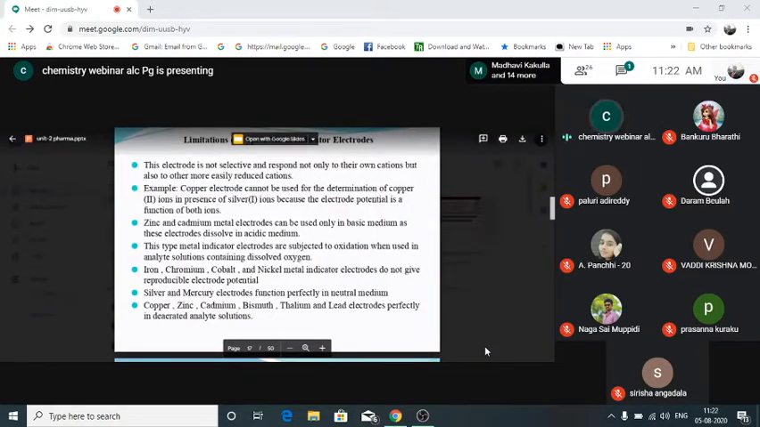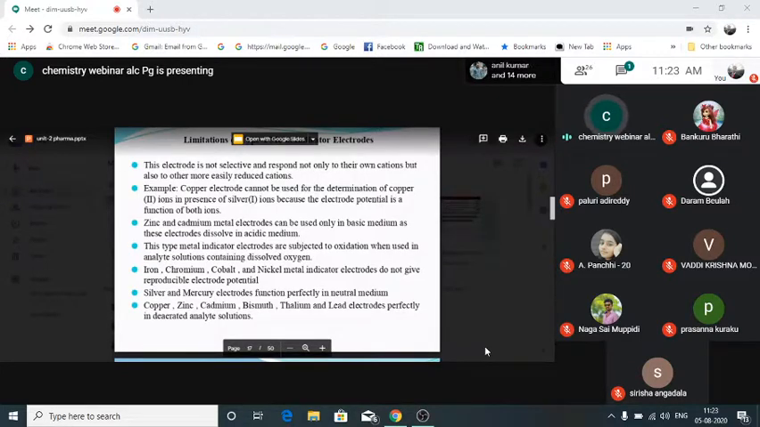Is it clear? And finally, you may not be able to find out the concentration of the ions in the given analyte solution accurately. So these are the disadvantages or limitations associated with different kinds of indicator electrodes. To sum up, when you are using indicator electrodes, we have to keep two things in mind. What are the two things? The first thing is whether the analyte solution contains dissolved oxygen or not. The next thing is we have to keep in mind the nature of the medium.